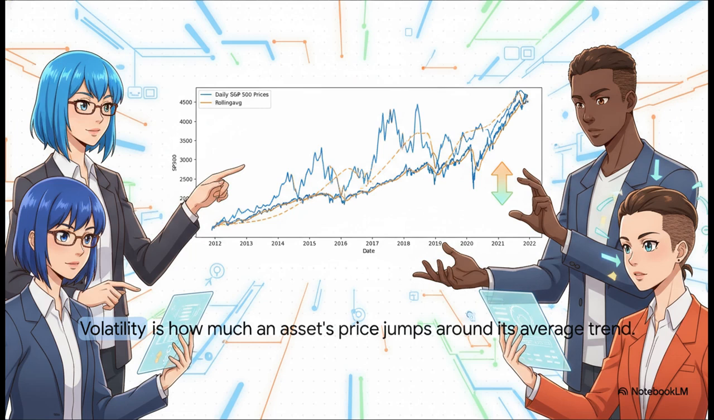This chart right here is a perfect picture of what we're talking about. When we say volatility in finance, all we mean is how much a stock's price, that's the blue line, is jumping all over the place around its long-term average trend, which is that orange line. You can really see those big dips and climbs.